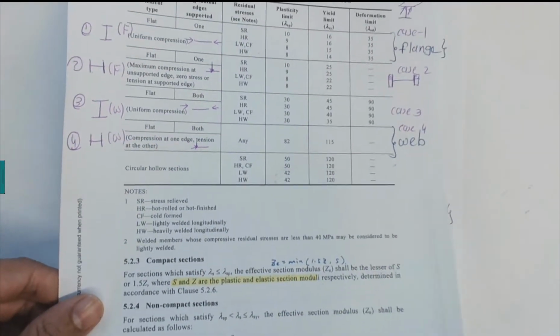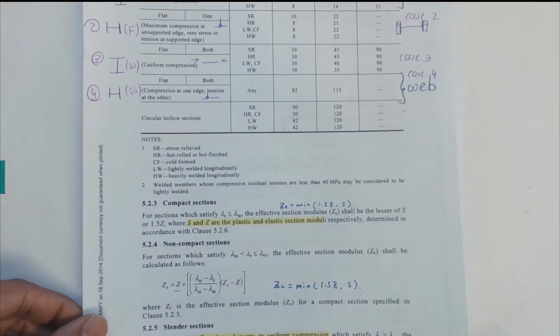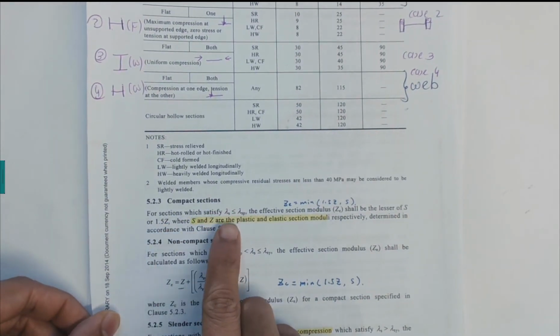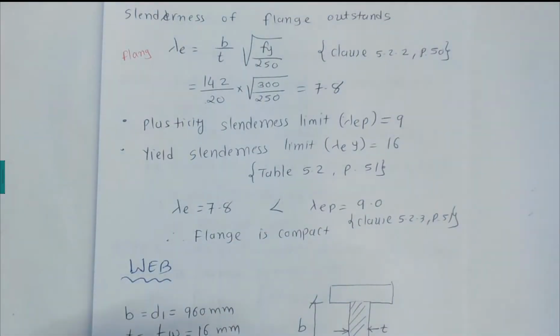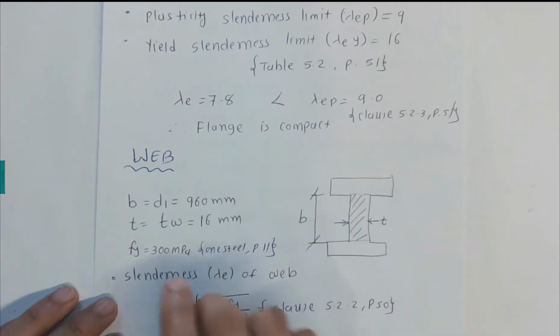5.2.3. If you check page number 51, we have these compact sections, where it is written that lambda e value, lambda s value should be less than lambda sp value. That is the case for the flange. Now let's work it out for the web.